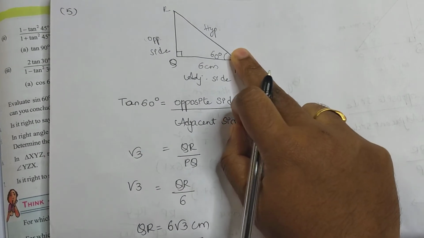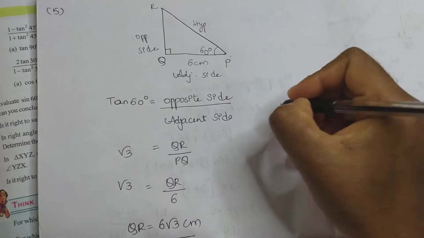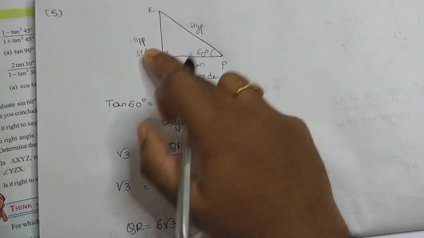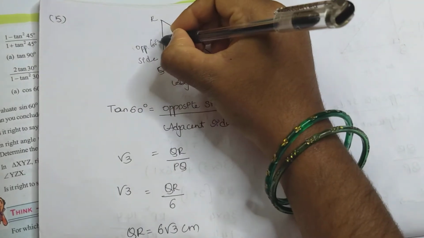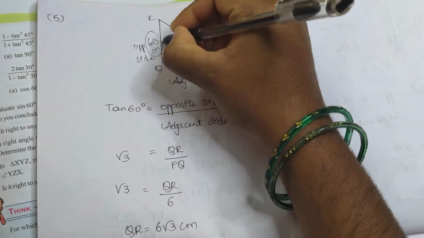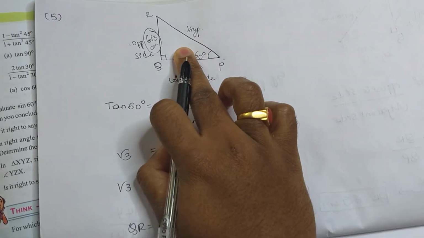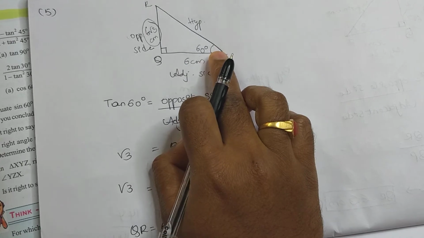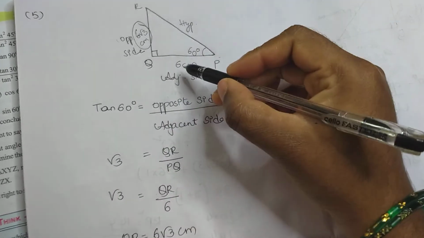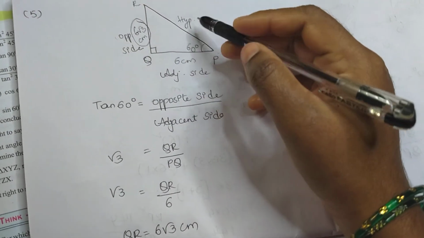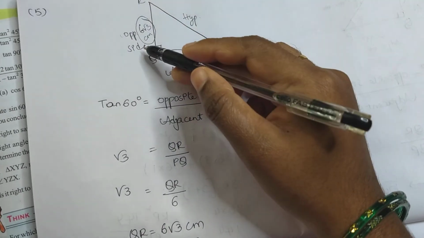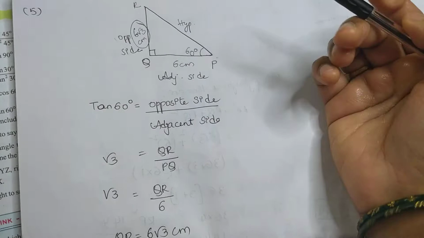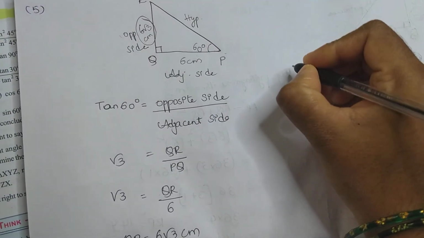How can we find the RP value? See here, you got the opposite side value. QR is opposite side, right? You got this as 6 root 3 centimeters. So how to find this hypotenuse now? You can use either cos 60, because what is cos formula? It is adjacent side by hypotenuse, or you can use sin 60 also. What is the formula? It is opposite side of angle P by hypotenuse. Anything you can use.